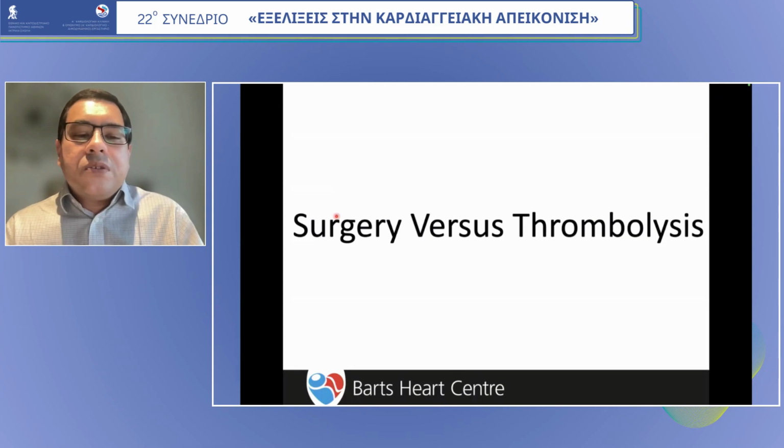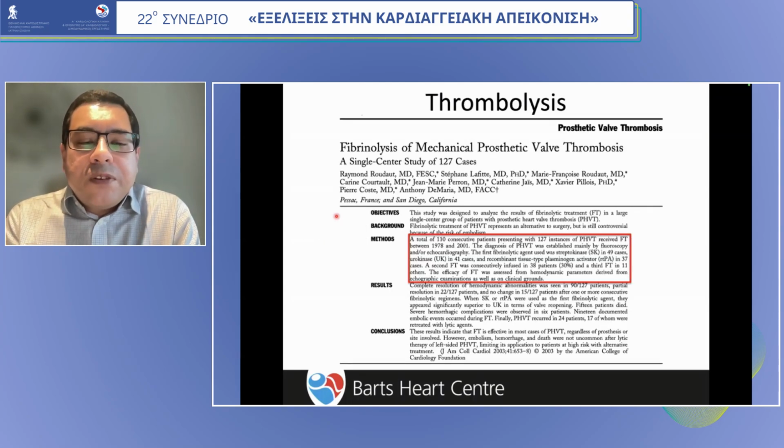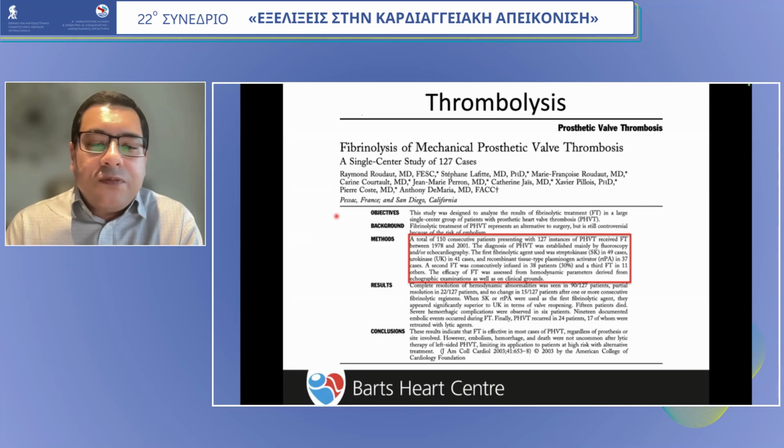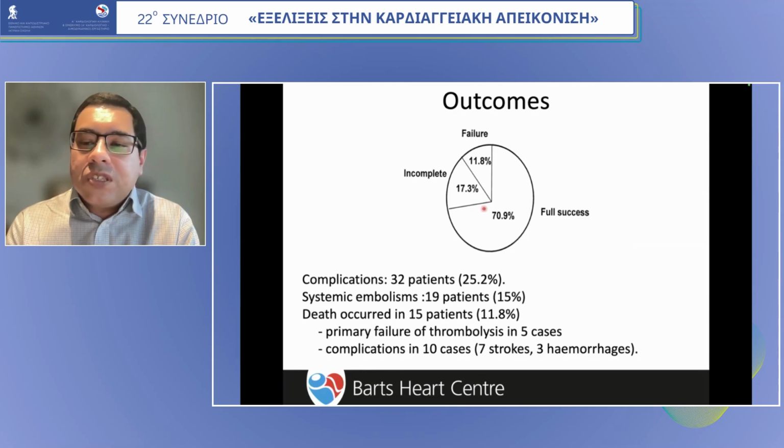So when do we use surgery, and when do we use thrombolysis? This is the largest study I could find of old-style thrombolysis, 110 patients from France and the US. And the first thing you notice, success occurred in 70% of patients they thrombolyzed. So in a third of patients, thrombolysis was not successful. In addition to that, complications occurred in 25% of patients with thrombolysis, mainly systemic embolism.